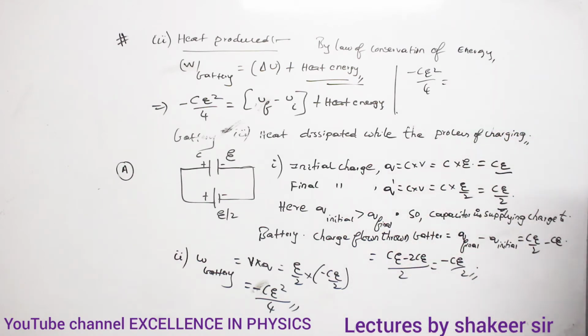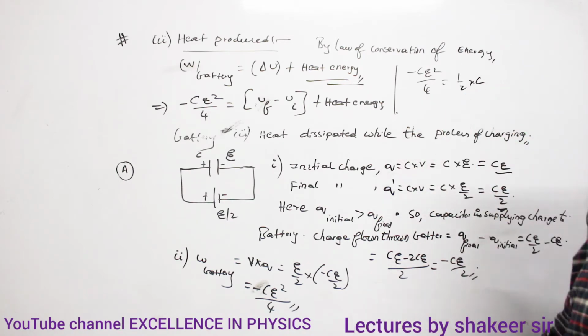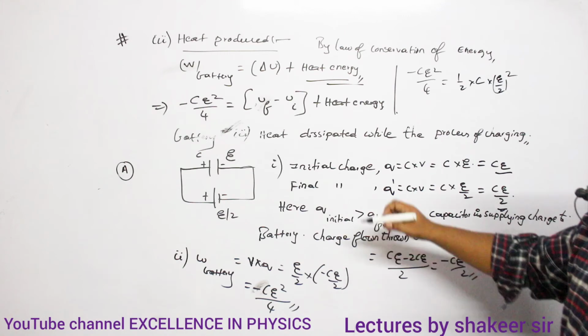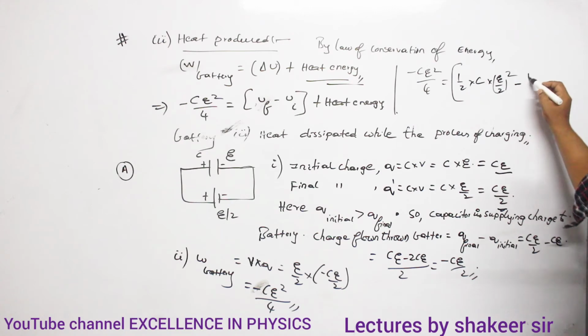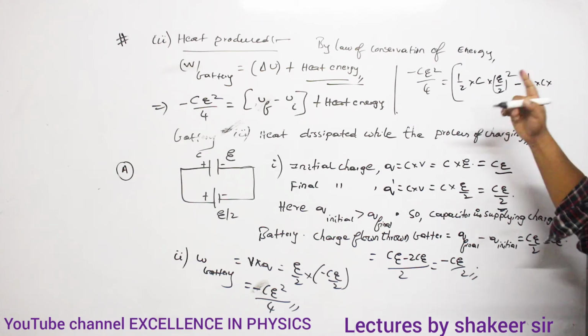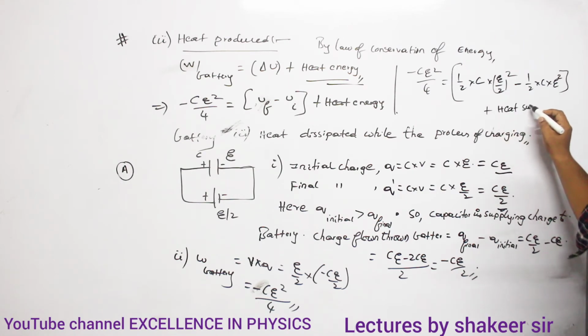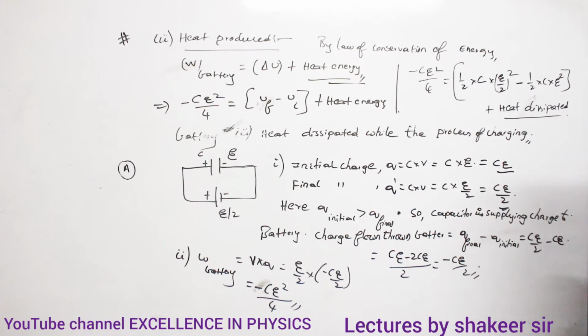equal to, so what is the formula for potential energy stored in a capacitor? Half CV square, that is the formula, no? So half into the final capacitance C. Capacitance will never change. But the potential is how much? E by 2, whole square. So half CV square minus initial potential energy. Initial potential energy, again the formula is half CV square. So half into capacitance C, but what is the initial potential? Initial potential is E, square, plus heat which is dissipated. Clear? Now just calculate this value, that is my required answer.